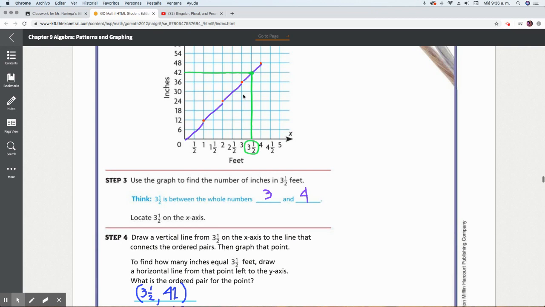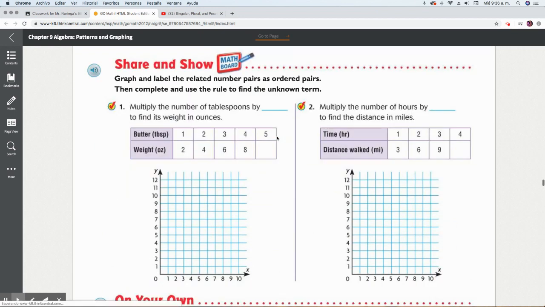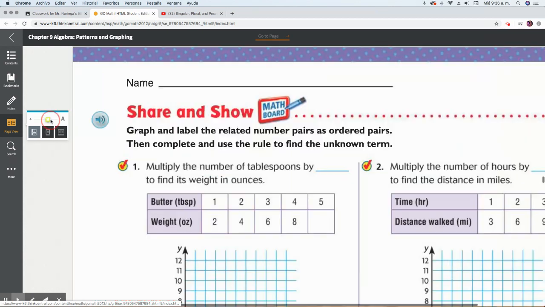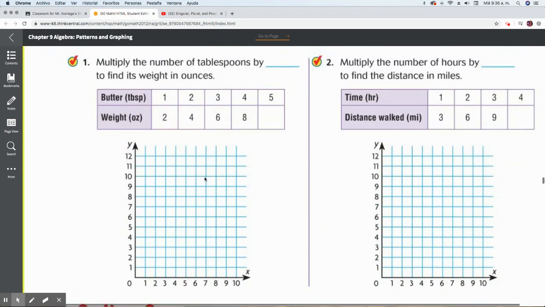All right, this is where the fun starts. Graph and label the related number pairs as ordered pairs. Then complete and use a rule to find the unknown term. Okay, so let me make my page bigger. This is the rule that we need to follow: multiply the number of tablespoons by blank to find its weight in ounces.